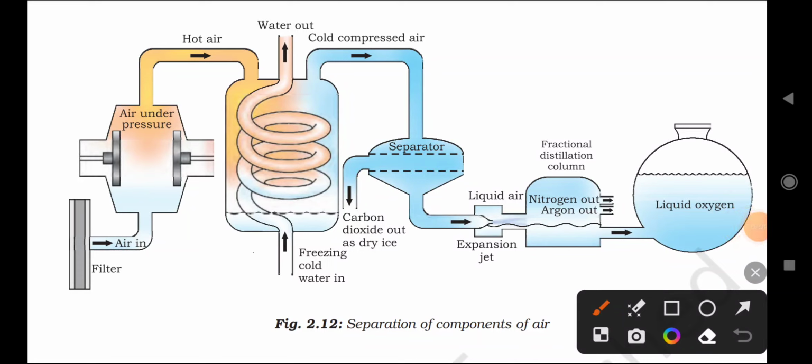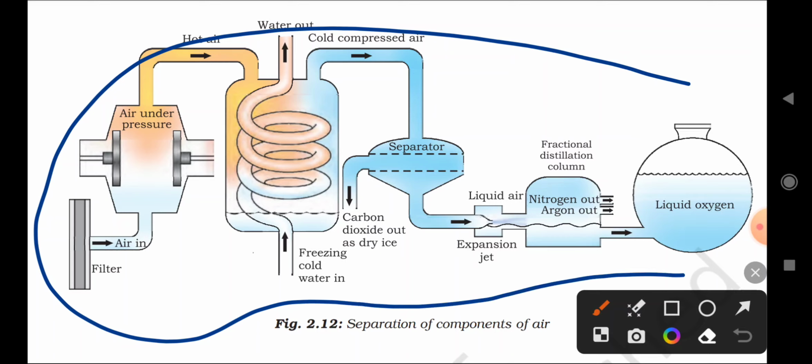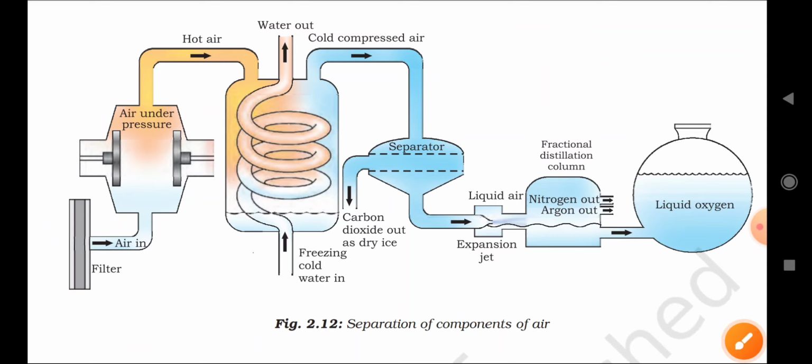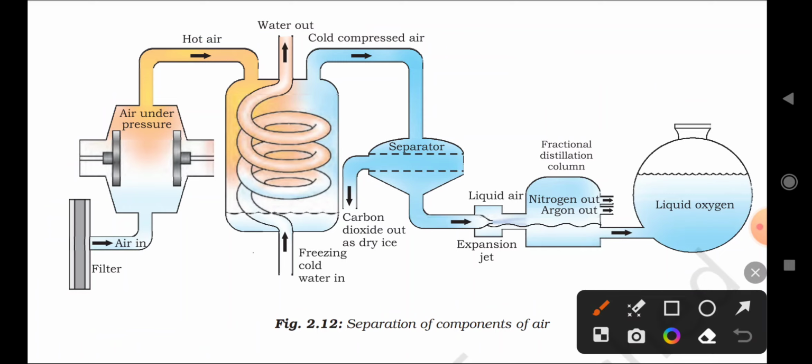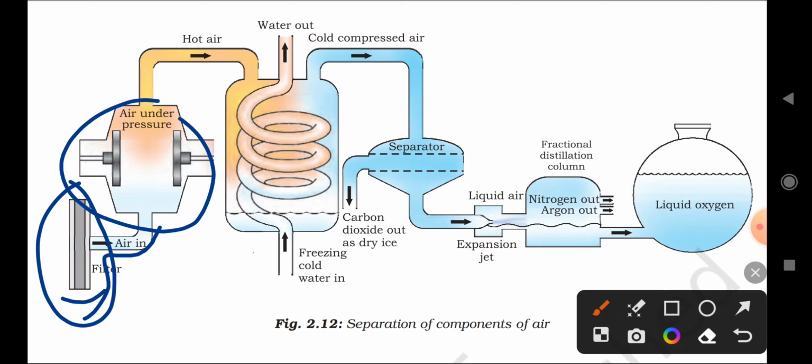So next we'll discuss how oxygen is separated from the air. This diagram illustrates in a completely detailed manner how the oxygen will be removed from the air. So first you have to take the air and filter it, and the filtered air is passed through a region of high pressure.